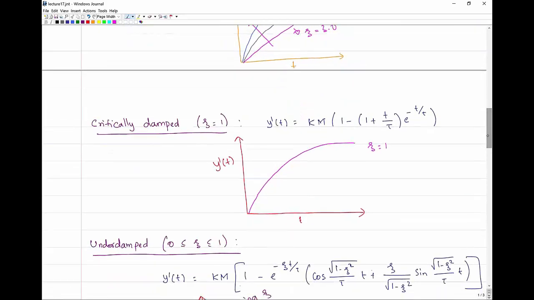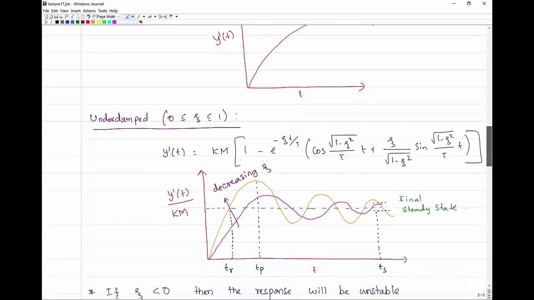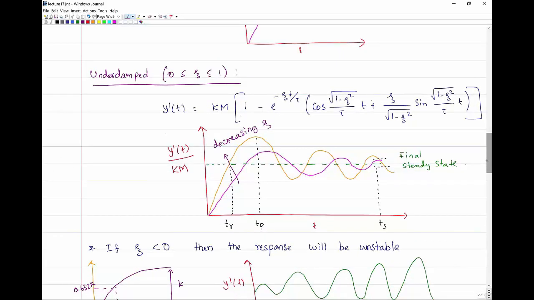If the process is critically damped, then the response is given by this time domain expression, and the response is almost indistinguishable from that of a first order transfer function. If the process is underdamped, this is a case that is a lot more interesting, because zeta is going to be between 0 and 1, and the response will not only have an exponential term but also have a couple of trigonometric terms. And these trigonometric terms contribute to oscillations in the response.